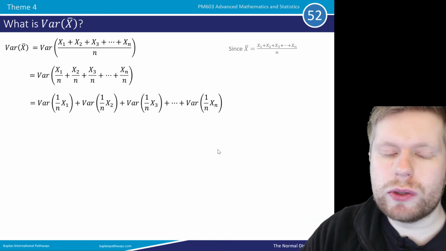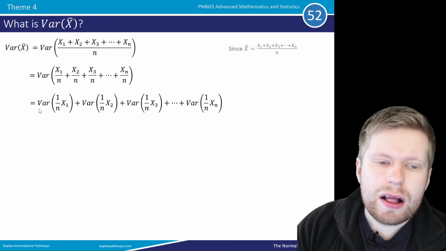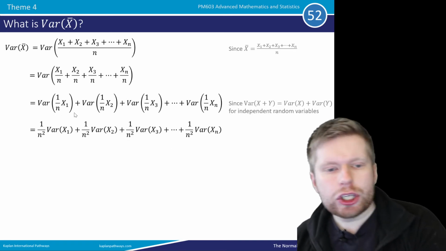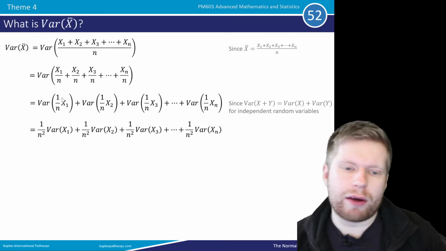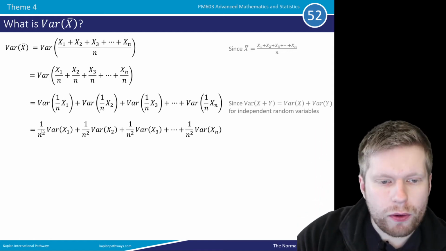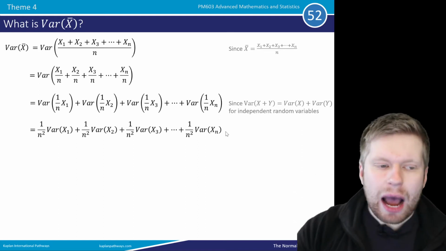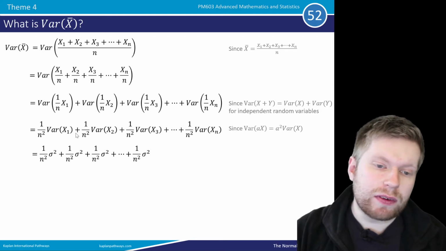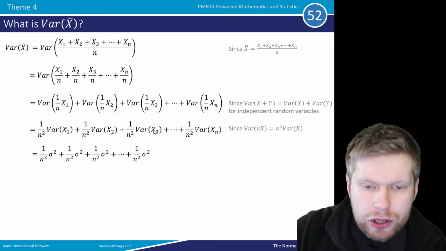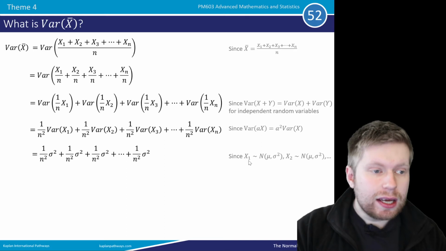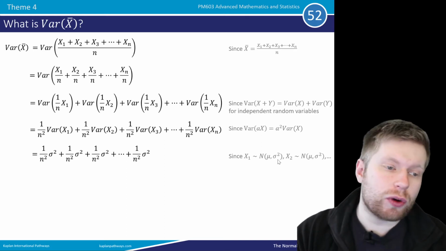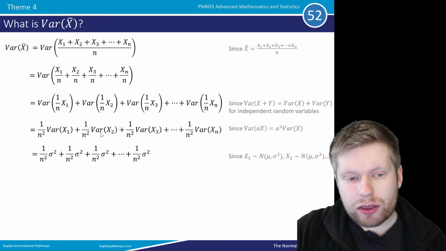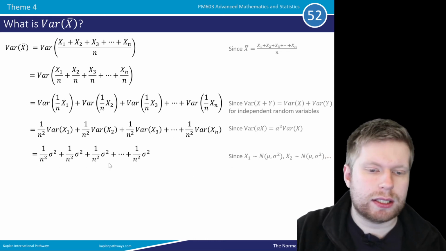Then again I can use expectation algebra to say the variance of some constant times a random variable should just be that constant squared times the variance of that random variable. So I've got 1 over n squared out the front of each of these terms. How many of those have I got? I've got n lots of them. Remember that the variance of my first crunchy caramel was sigma squared, the variance of my second crunchy caramel was sigma squared, etc. So I'm just writing the variance of each individual random variable as sigma squared.